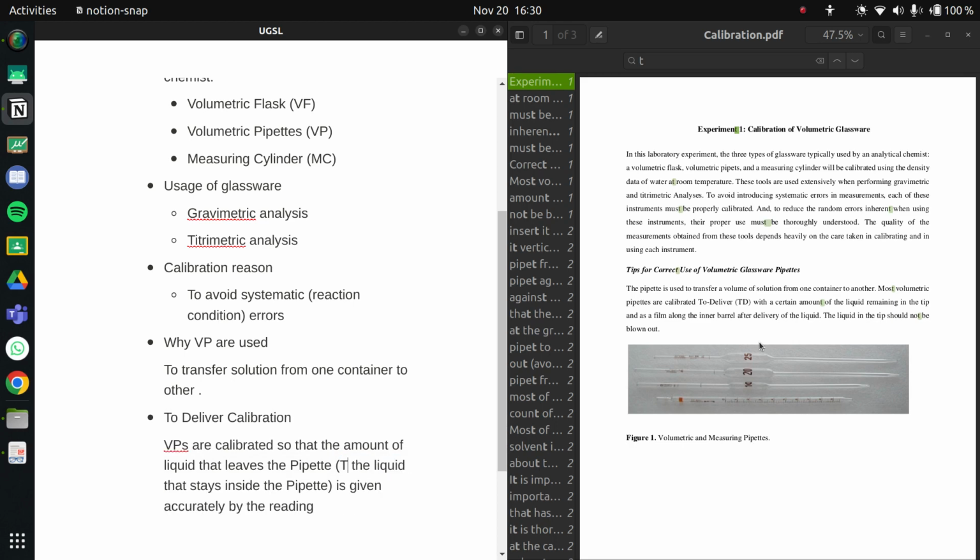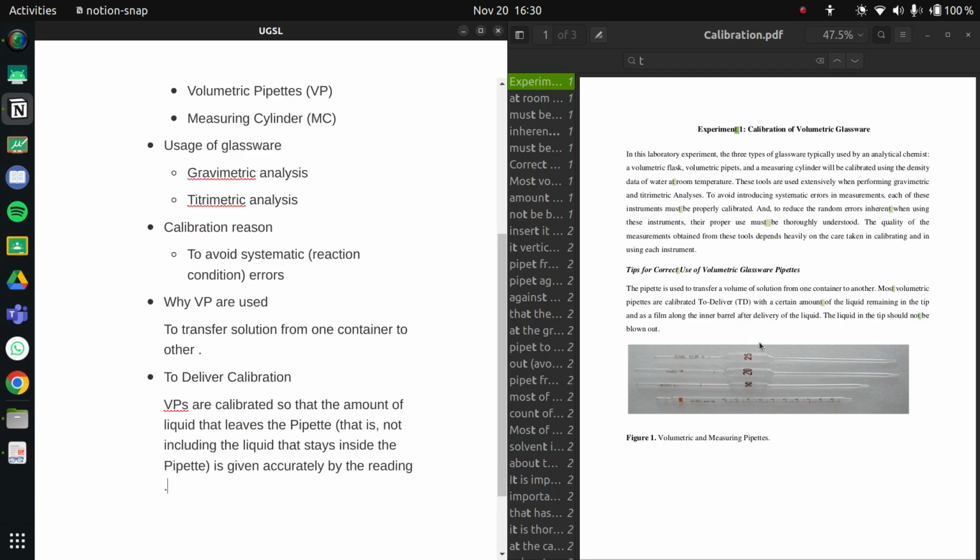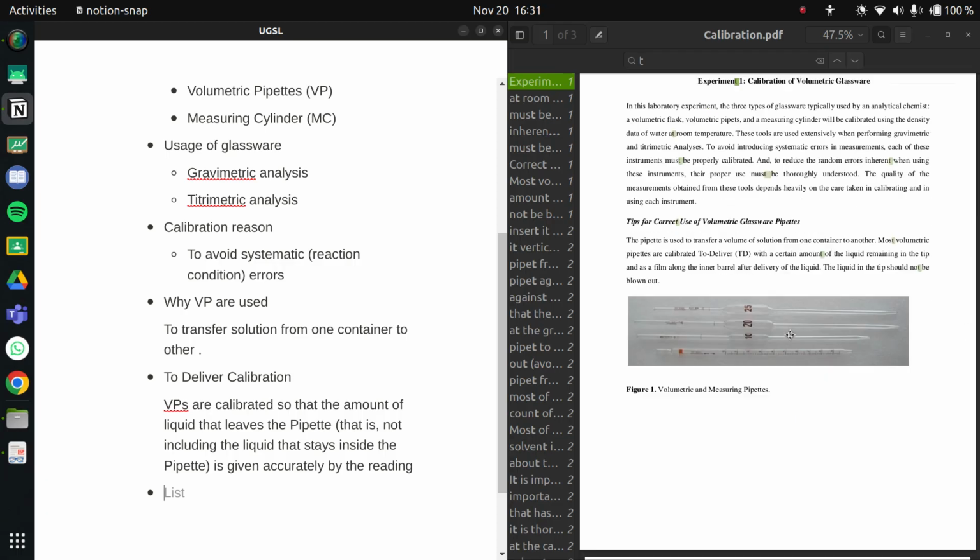So that is given accurately by the reading. Sure, okay, got it. So that's 2D level calibration. Then what else do you have? Right, so the liquid in the tip should not be blown out, which makes sense.